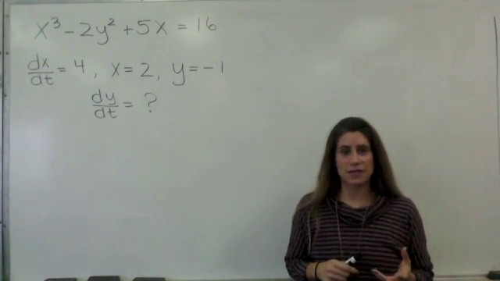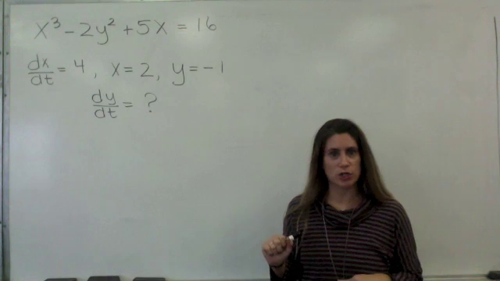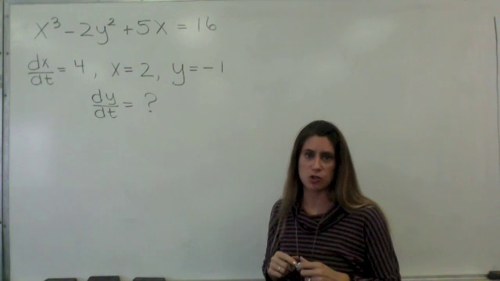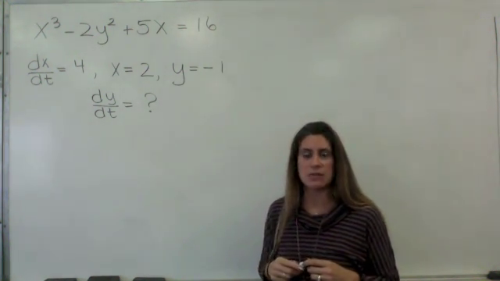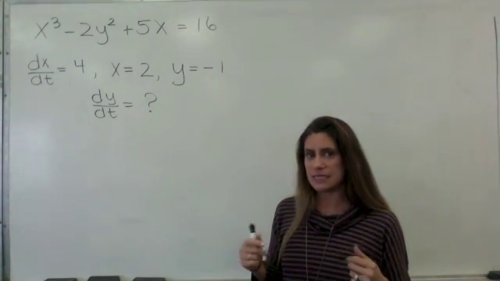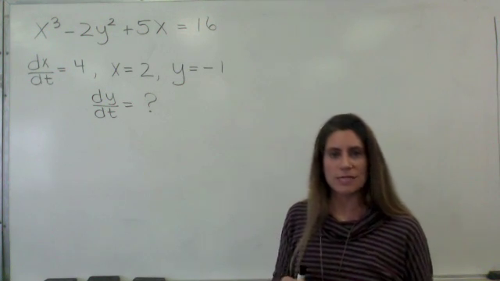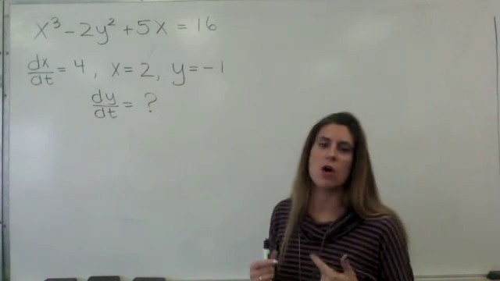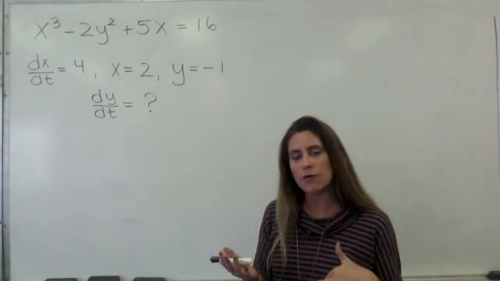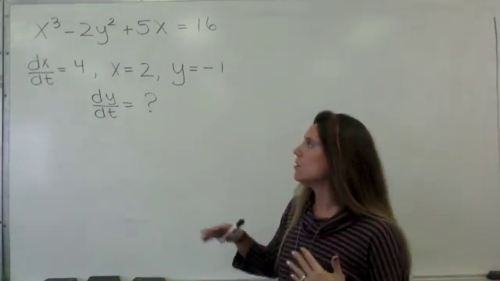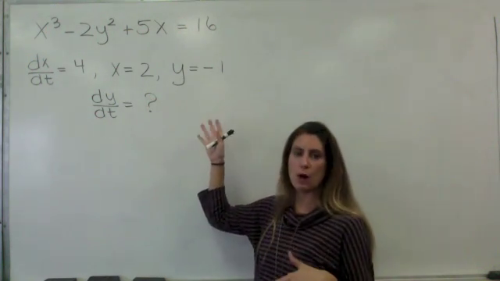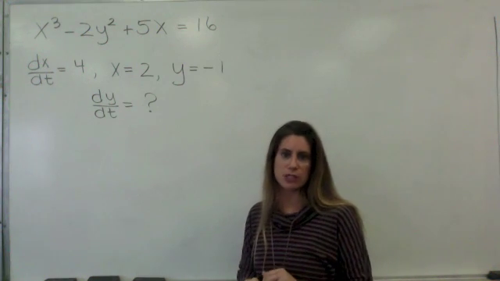Okay, so I have the example from your notes copied on the board here so I can show you how to do it. The original problem that they gave us, x cubed minus 2y squared plus 5x equals 16, shows us the relationship between x and y, but t is actually the variable in the problem. So when we take the derivative of each of these terms, all of the derivatives are going to have a dx over dt or a dy over dt, something like that in them. So they gave us dx dt in the problem for x is 2, y is negative 1. They want us to solve for dy dt.